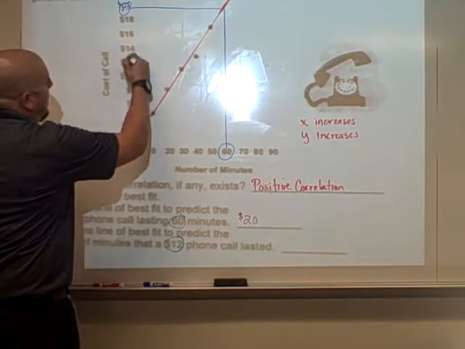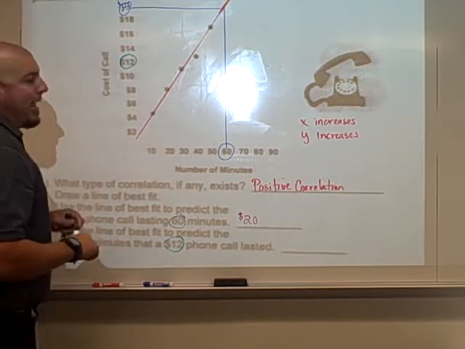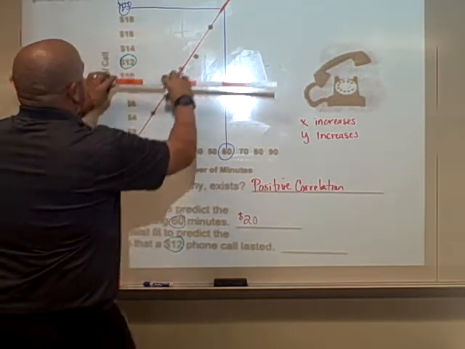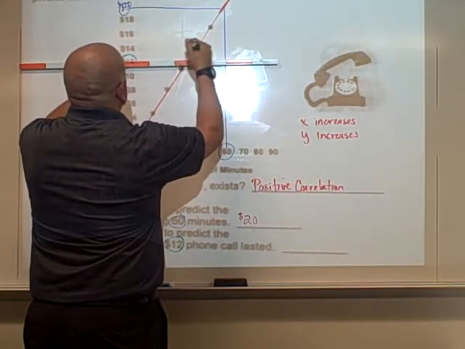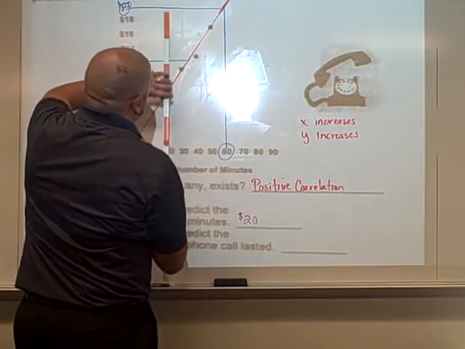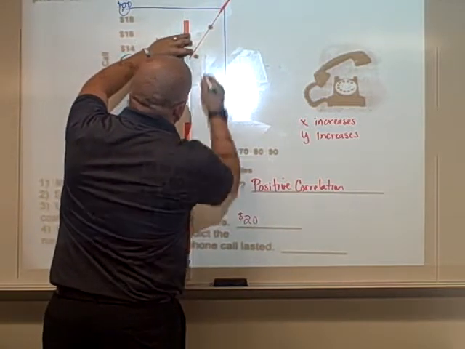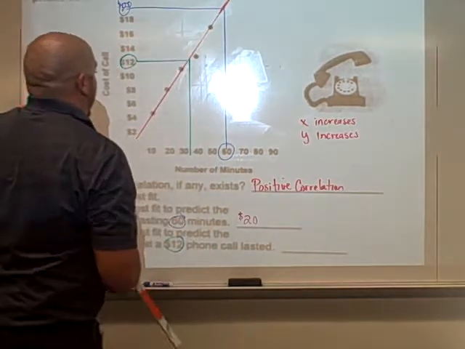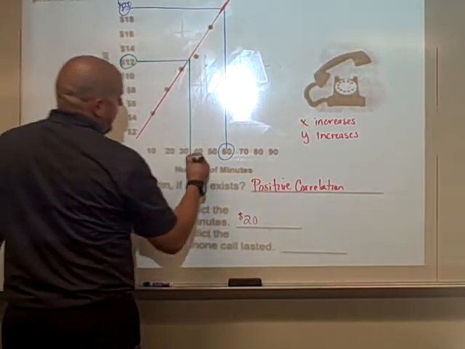So we're starting on our y-axis here. We're doing exactly the same thing. We're going to take our y-axis, go to 12, draw our line. Once we hit our line now, we're going to go straight down. We're going to drop. Okay? And we find out how much it costs to make a 12-minute phone call.